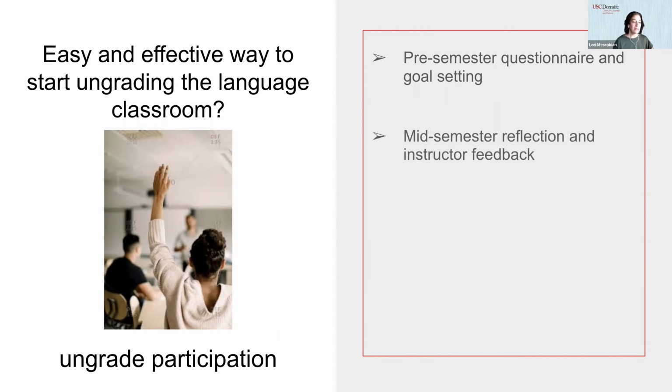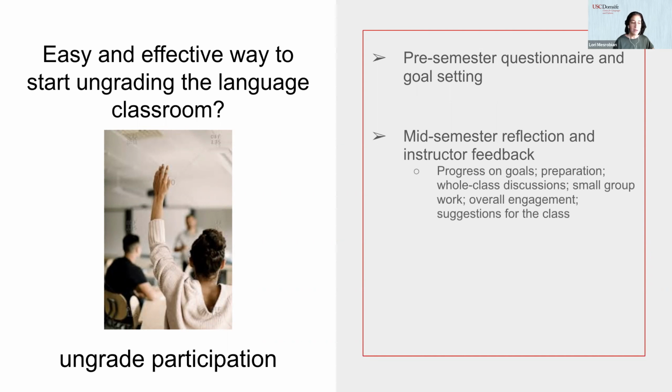At the halfway point, ask students to complete a reflection. Some of the things that they can reflect upon include the progress they've made towards their goals, what they've been doing to prepare for class, how they engage in whole class discussions versus small group work, and overall engagement. Ways that they're engaging with the target language and culture that may not be so obvious. They might also use this time to give you suggestions on things that they would love to see or do in the second half of the semester.